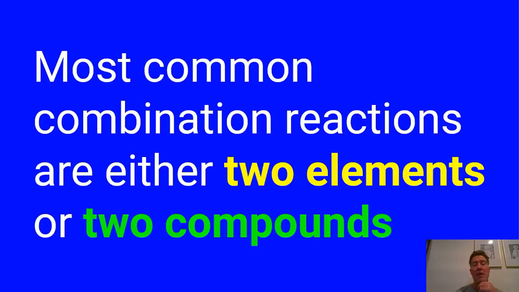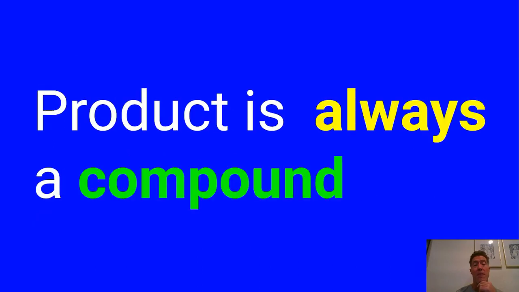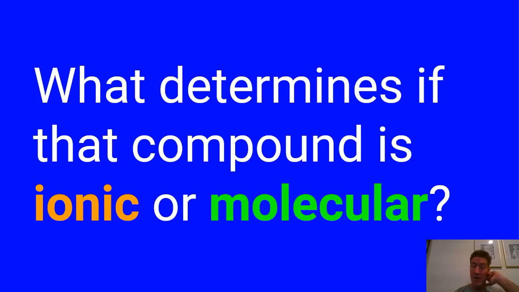Now, the most common combination reactions are either 2 elements or 2 compounds. And the product is always a compound, right? Because we're making it out of 2 separate elements, 2 separate beginning components. What determines if that compound is ionic or molecular? Remember, we learned about how to name ionic compounds and molecular compounds.